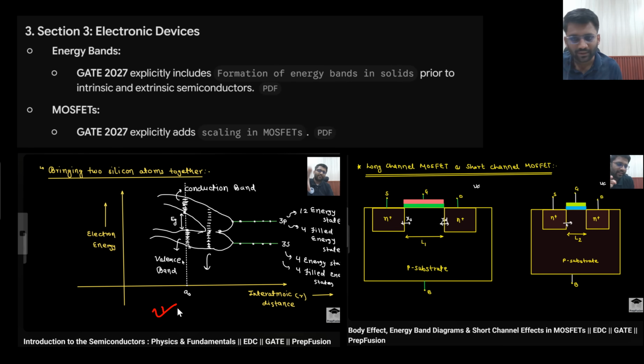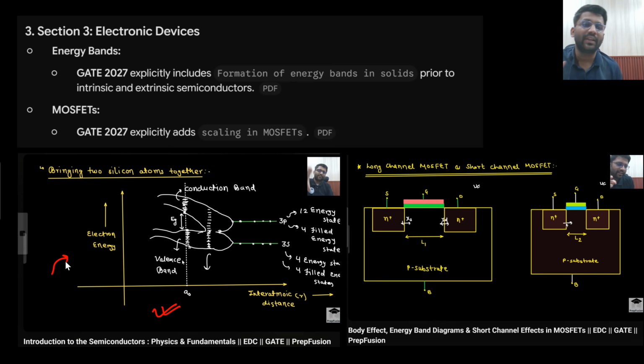We have already studied it. This is the video, introduction to semiconductors, physics and fundamentals. Before moving into semiconductors, first we talk about a solid, which is made from atoms. In atoms, there are electrons, neutrons, protons, right? And how the energy bands are formed in solids. First we study that, and then we talk about the energy bands of semiconductors. So look here, we have completely studied the formation of energy bands in solids.